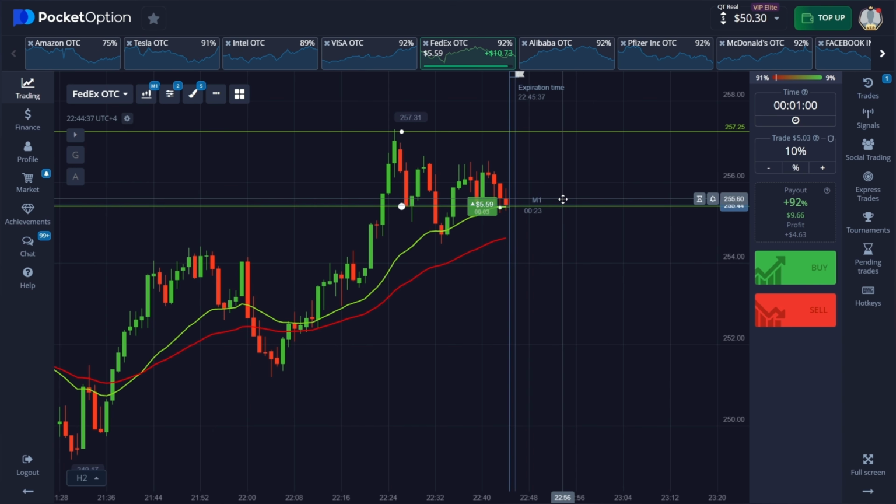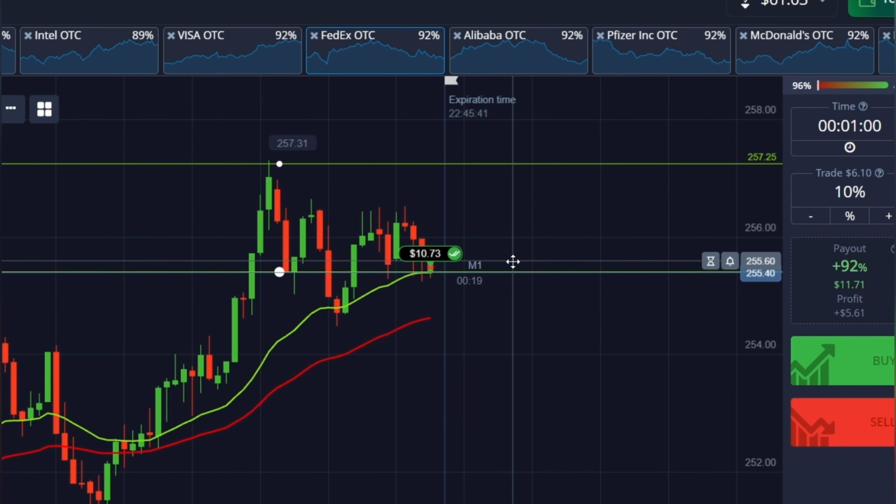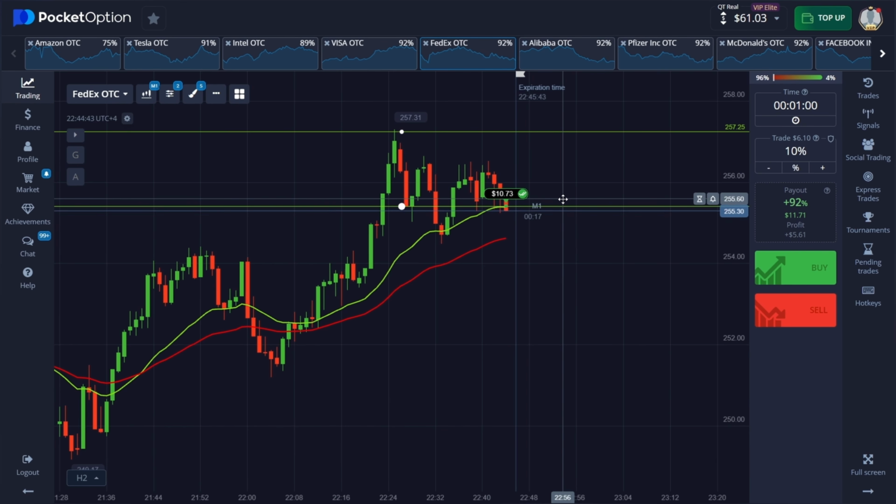It looks like a win, and yes, we won this trade too. It was a risky one, but we succeeded. So now we've increased our capital by $11. My balance is now $61, giving us an $11 profit.